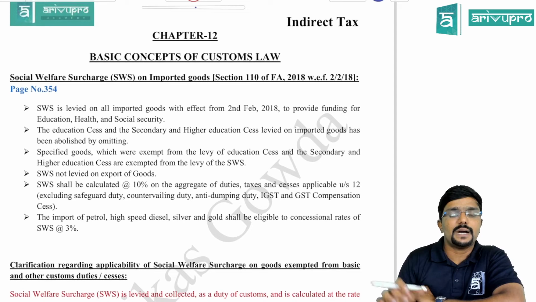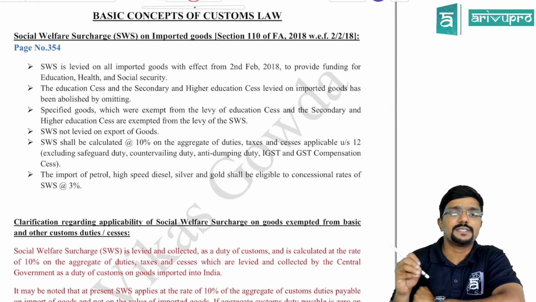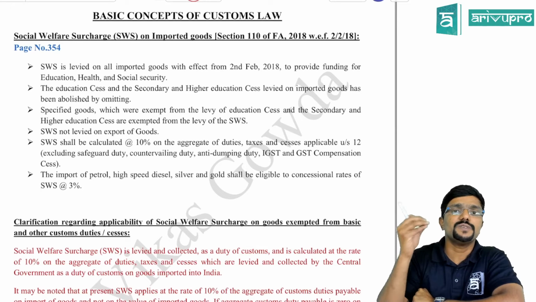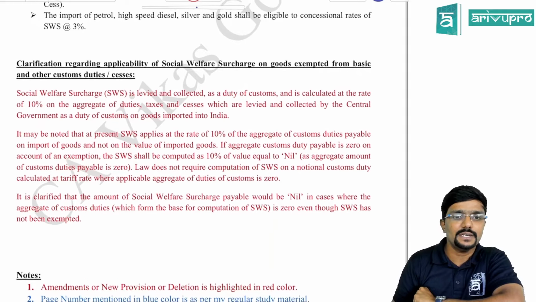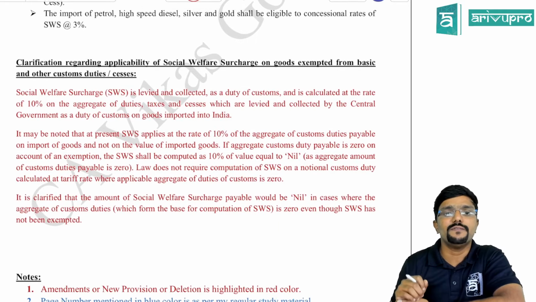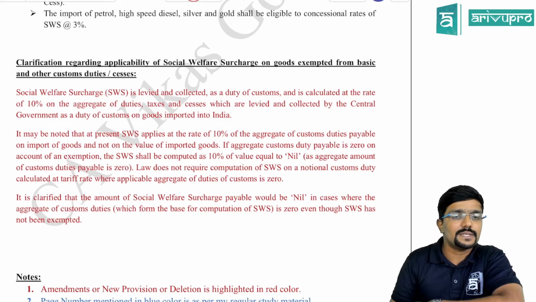Then coming to chapter 12, which is basic concepts of customs law. With respect to social welfare surcharge. See, social welfare surcharge is given in page number 354, which was charged only on the goods which are imported into India. Now they have given some clarification on that. We will see that. Clarification regarding applicability of social welfare surcharge on goods exempted from basic and other customs duty cesses. Yes, what is it?